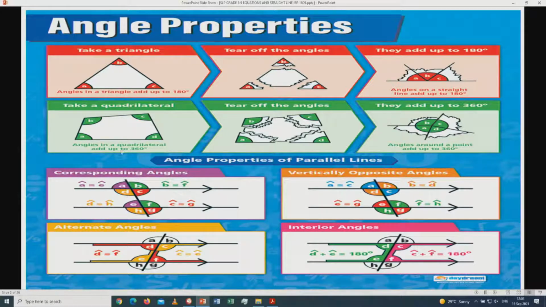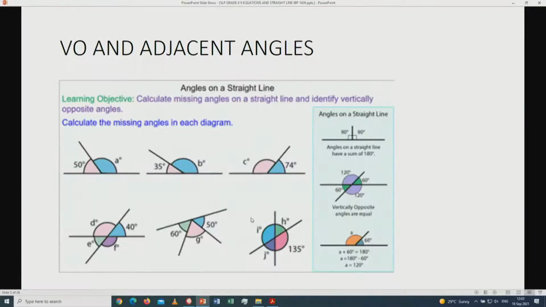But remember now, angles in a quadrilateral add up to 360. We've just seen that with our rectangle. We've just spoken about adjacent angles and the relationship of a straight line. But before we go there, let us go back a little bit here.